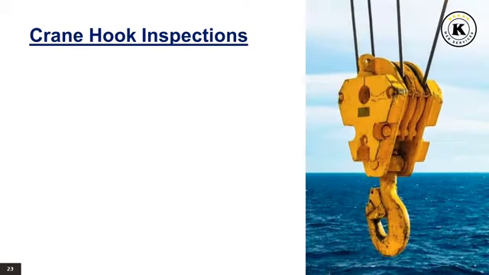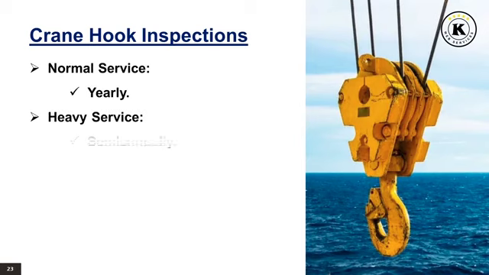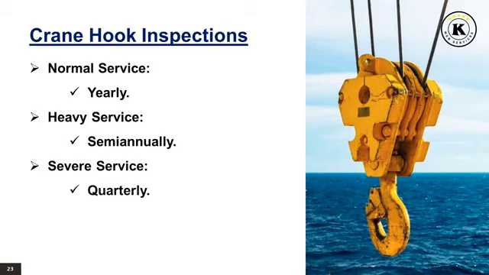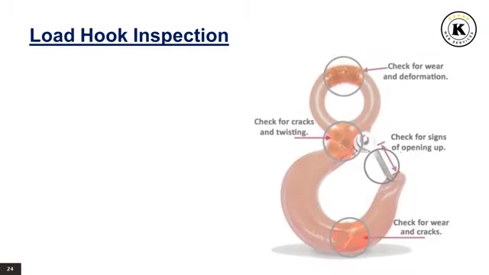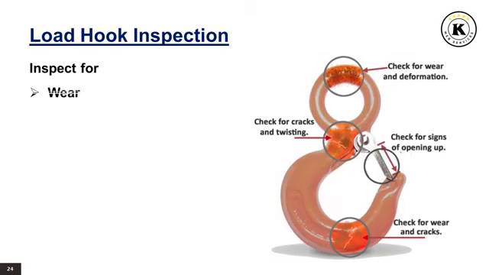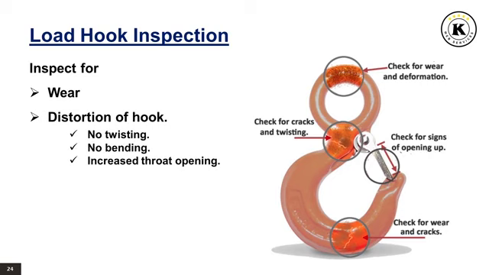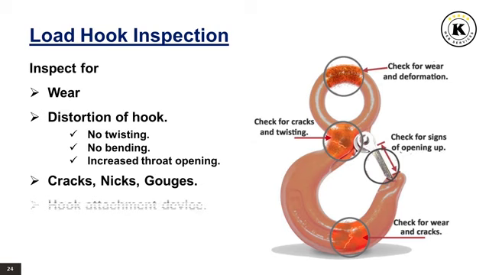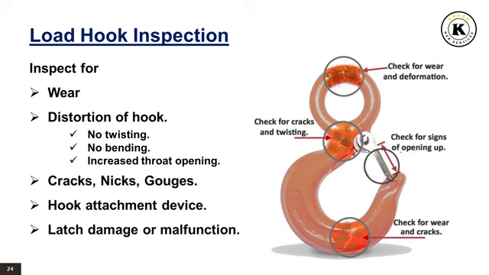Crane hook inspections. Normal service, to be performed yearly. Heavy service, to be performed semi-annually. Severe service, to be performed quarterly. Load hook inspection. Inspect for wear; for distortion of hook to ensure no twisting, no bending, and no increased throat opening; for cracks, nicks, and gouges; and for hook attachment device, latch damage or malfunction.